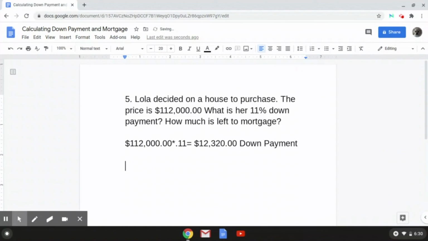Then from here, in order to calculate the mortgage, is as always like we've been doing before. First, we're going to take the $112,000. Now we're going to subtract it from the new down payment amount, which is $12,320. This will give us our new mortgage amount of $99,680. So the new down payment is $12,320, and the new mortgage amount is $99,680. And that is how to solve this problem.